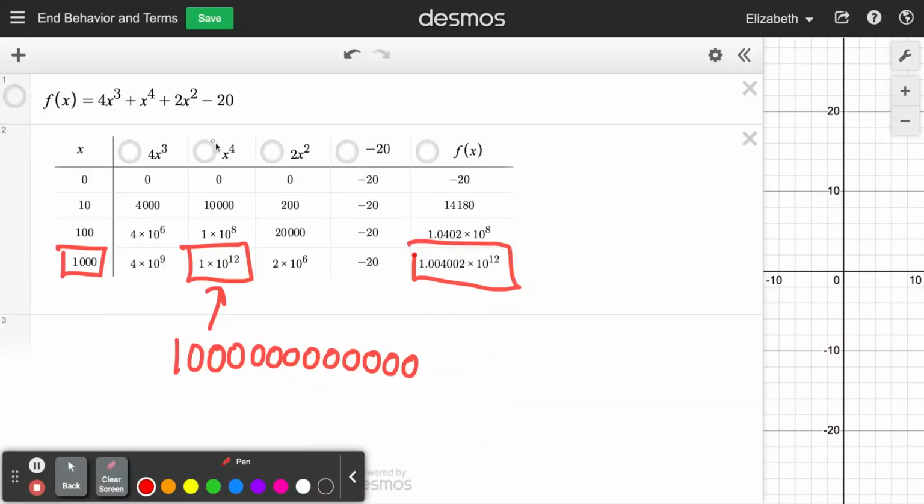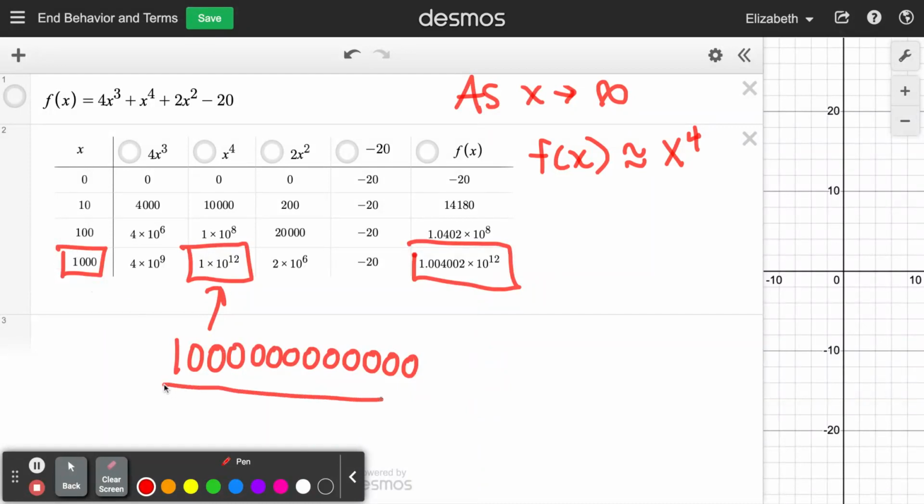So in this function, the term that takes over as x approaches infinity, the term we can focus on, f of x, is approximately just x to the 4th power. And we can ignore those other terms. Nobody is noticing when you get to this number here if you subtract 20. This has almost no effect. Now, when x is 0, it's important. But as we get closer to infinity, not important anymore.